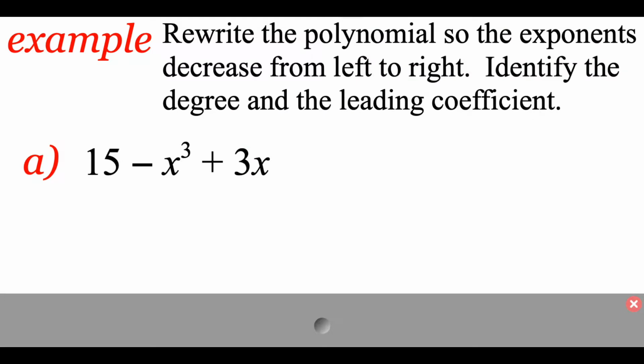So real quick here, we're going to look at a couple examples of rewriting a polynomial in power descending order, identifying the degree, and also identifying the leading coefficient. So as I look at what I've got for my polynomial, 15 minus x cubed plus 3x. We want to put our polynomial in power descending order, so going from highest power to lowest power. So I'm going to look for the largest exponent. So I see this x cubed. That's got the biggest exponent, so we want that to be first.